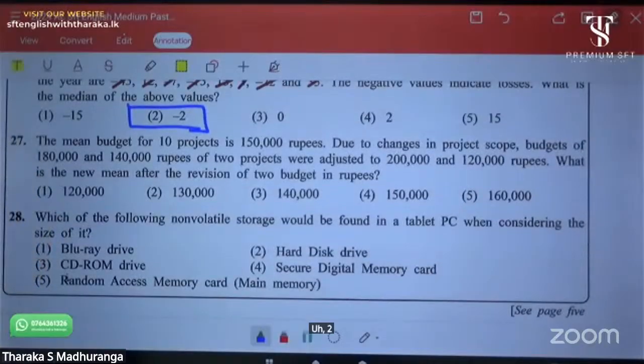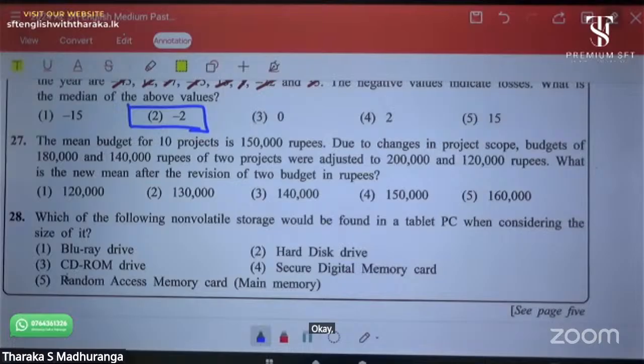27. The mean budget for 10 projects is 150,000 rupees. Due to the change in project scope, budgets of 180,000 and 140,000 rupees of two projects were adjusted to 200,000 and 120,000. What is the new mean after the revision of two budget rupees?